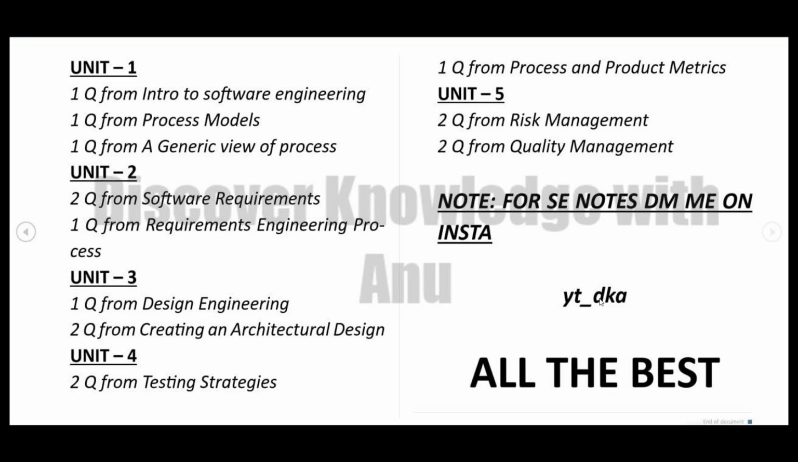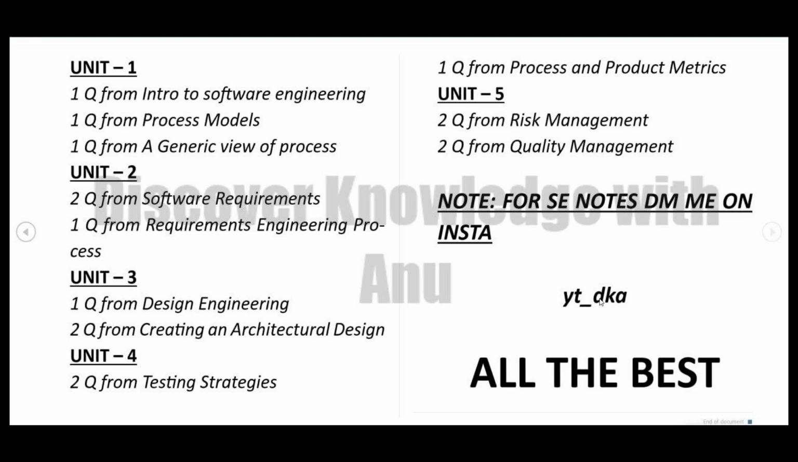So these are the 3 topics which are included in the second part, that is a generic view of process. From these 3, you can expect 1 to 2 questions. And in the process model, we are having only three process models: one is the waterfall model, one is the spiral model, and the agile models methodology. From these 3, you can expect one question.